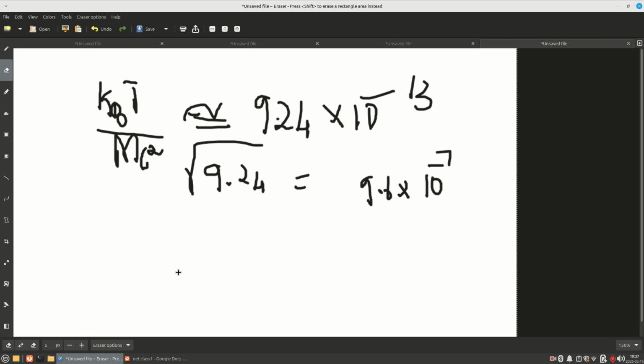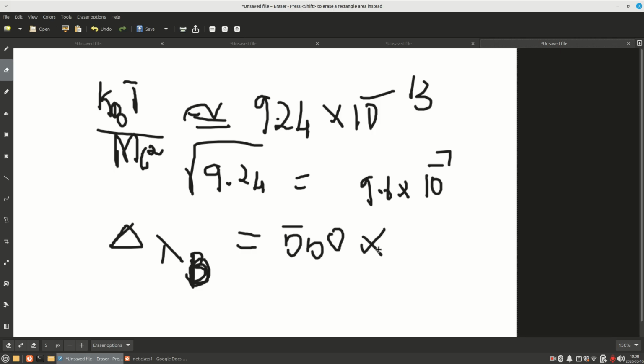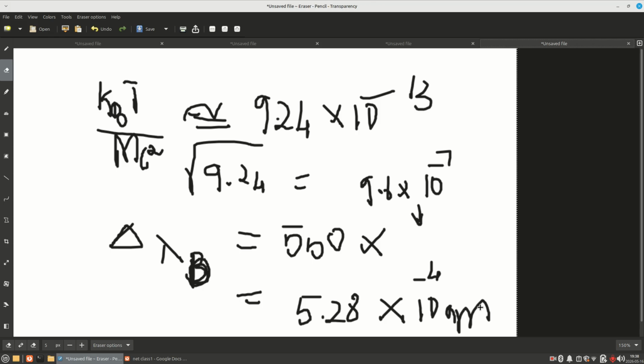For Doppler, the change in Doppler value, delta lambda_D, is equal to 550 nanometers into this value. Here we get around 5.28 into 10 to the power of minus 4 nanometers, which is the value we are getting here.